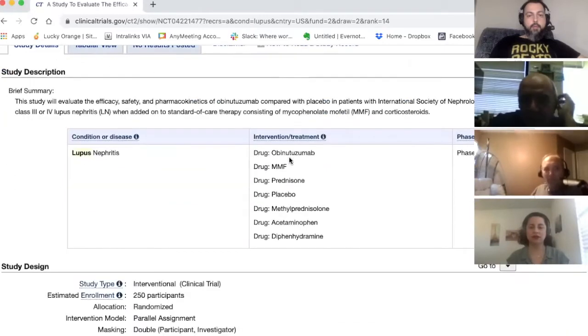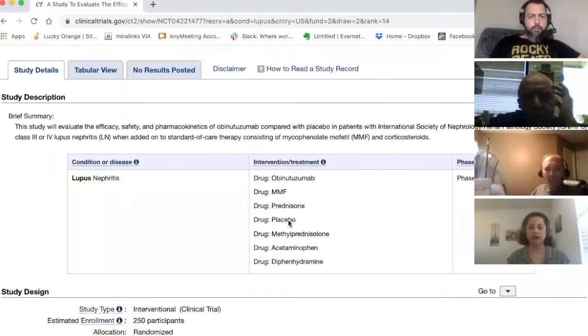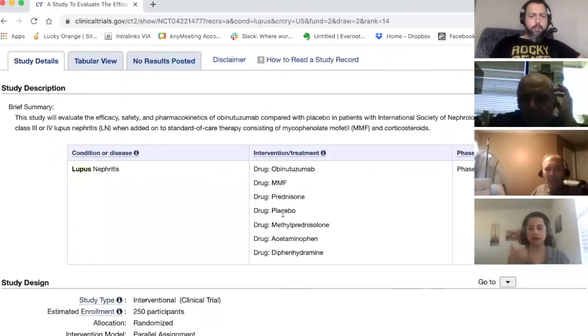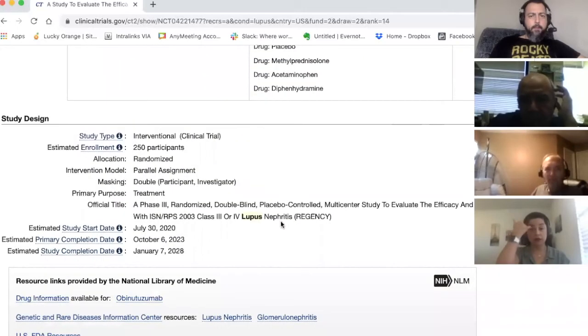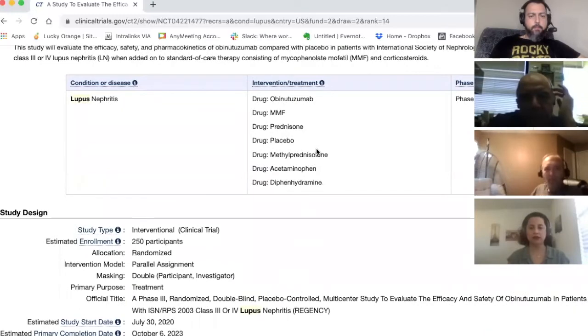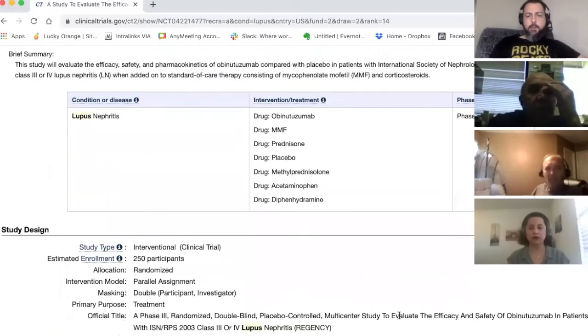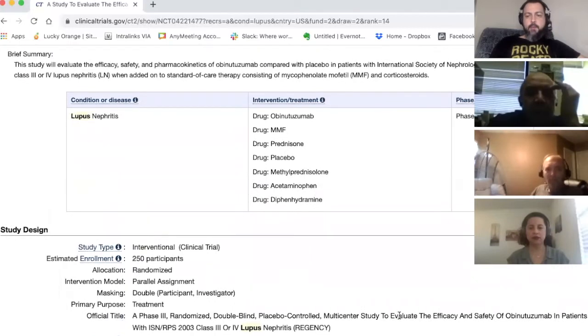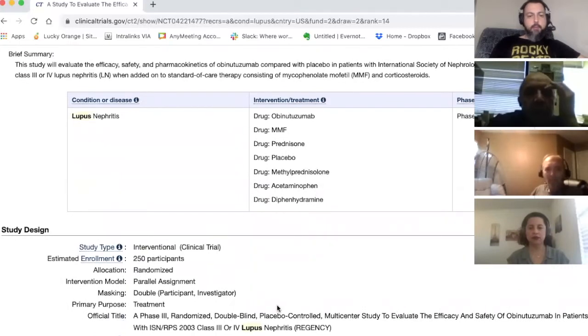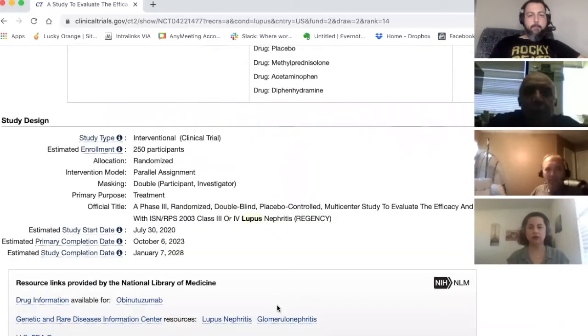And the interventions, these are all the drugs. So I guess people are going to be randomized to one of these treatments or a combination. Prednisone, placebo, methylprednisolone. Yeah, it's a lot. Look at that. Intervention treatment, phase 3. They need 250 patients. Phase three, randomized. Evaluate the safety and efficacy of obinutuzumab in patients with class 3 or 4 lupus nephritis. But this is only for lupus nephritis.